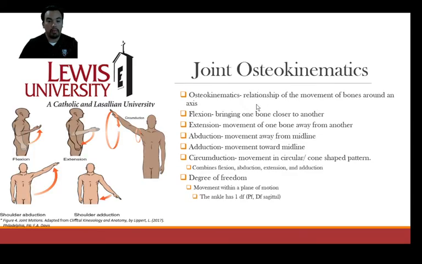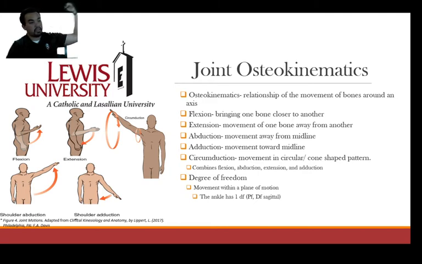Joint osteokinematics. Osteokinematics is the relationship of the movement of bones around an axis. All of our bones are levers and fulcrums and whatnot, and we're going to dive into that later. But they all move around an axis or a point or a joint, as we call them. So we have flexion, which is bringing one bone closer to another. Flexion. Bringing it close. Extension is moving it away. So when I straighten my arm, extending.